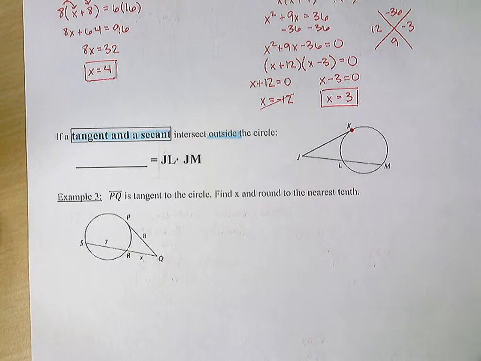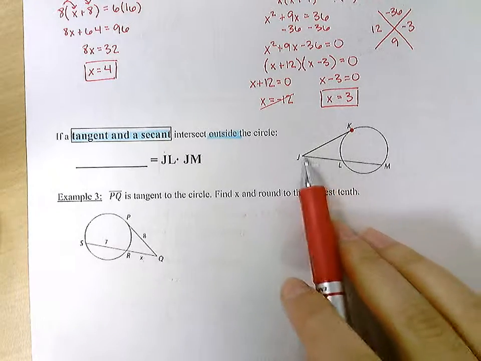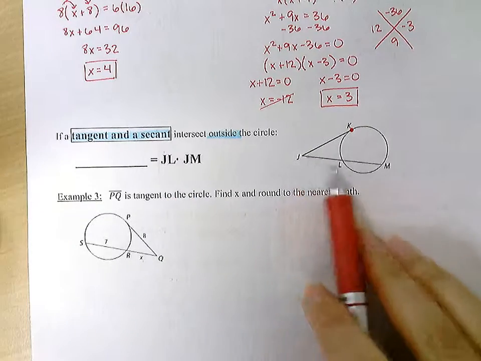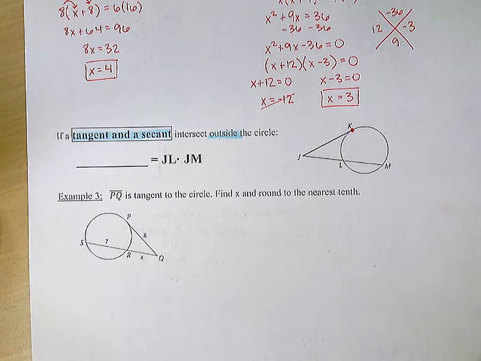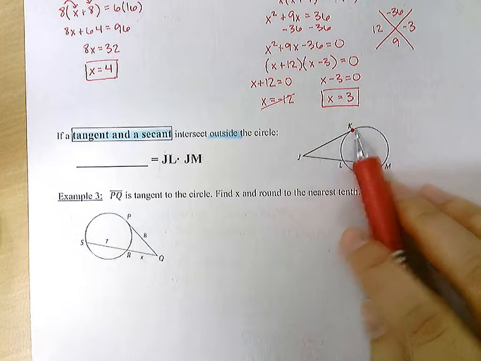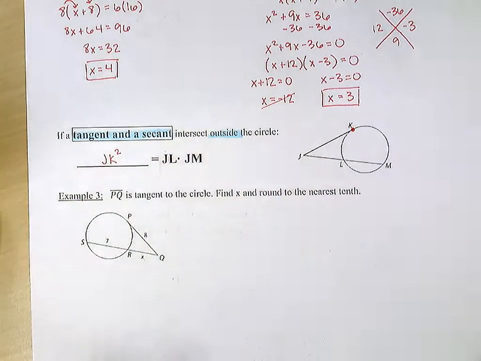So the formula for this one, I still have this exterior times the entire segment for the secant. Okay, so I still have this JL piece times JM. Okay, so with the secant, it's always the same. However, that's going to be equal to this JK piece squared. Okay, so that tangent piece, you're going to square it. And then set it equal to the exterior segment times the entire segment.